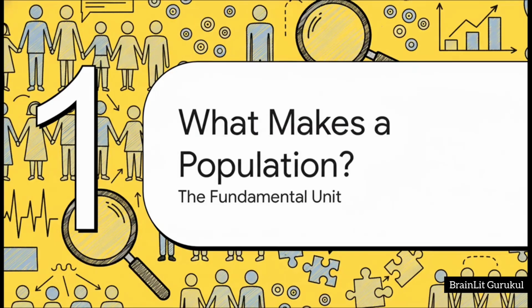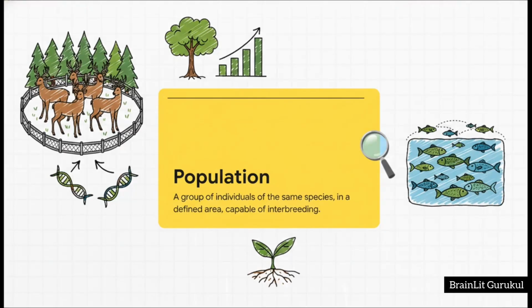So before we can even start measuring these group-level vital signs, we have to be absolutely crystal clear on what we're measuring. What exactly is a population? Okay, this definition here is super precise, and trust me, every single part of it matters. Same species, okay, that's a given. Defined area, that gives us our boundaries, right? Like all the tigers in a specific reserve.